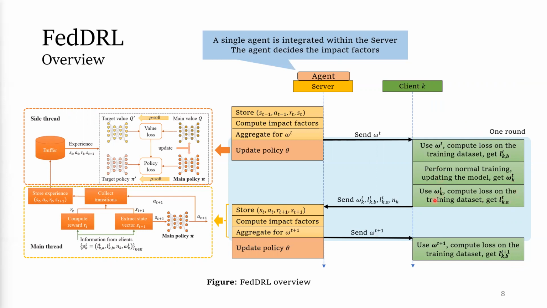After the process, the clients send along with the weights, the losses, and its data volume to the server. The server then computes the impact factors and aggregates, and then sends the next global weights for the next round, as we can see here. Of course, it will also store an experience for reinforcement learning updates, as indicated on the left.